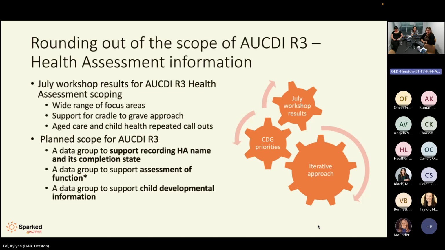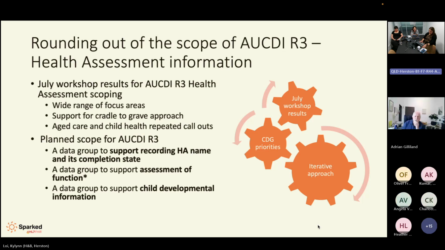So what I would like to do for AUCDI R3 is pick a little bit of each. So for the health assessment, we did agree that we would pick a data group to support the recording of the health assessment name and its completion date. I was also looking to include something around functional status or functional assessment, so include a data group to support that, but then also take a data group to support the child developmental information. So try and start that journey now.